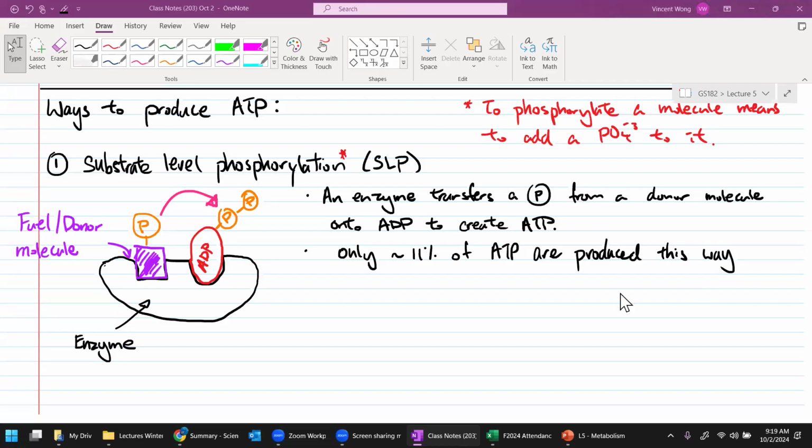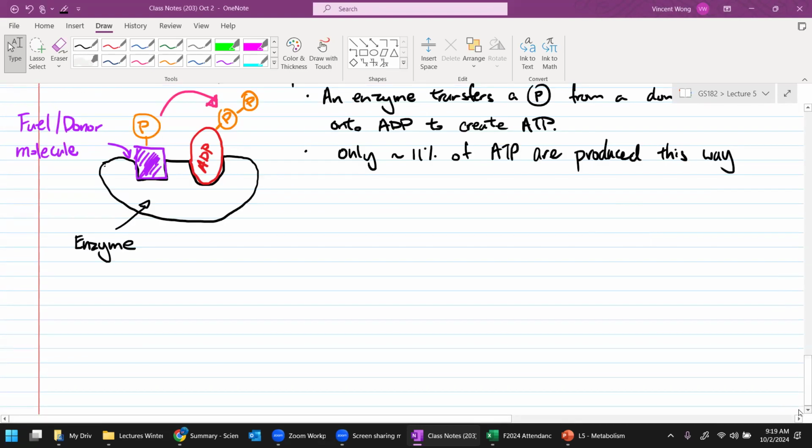Okay, so only 11% of the ATP are produced this way. Okay, not a lot, but not nothing either. The more common way of producing ATP is through the second method. So the second method is called oxidative phosphorylation.